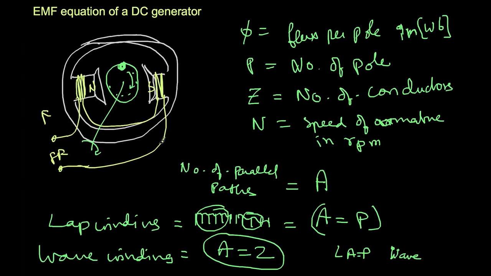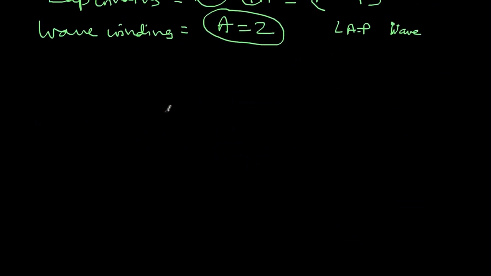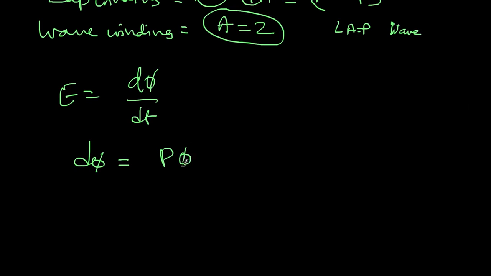Look at this conductor. This conductor is making 1 revolution. In 1 revolution, how much flux will it cut? EMF induced, as you know from Faraday's law, is d phi by dt, the rate of change of flux linkages. So what is d phi? That is nothing but P phi in 1 revolution. Flux per pole multiplied by the number of poles is the total flux being cut by one conductor.